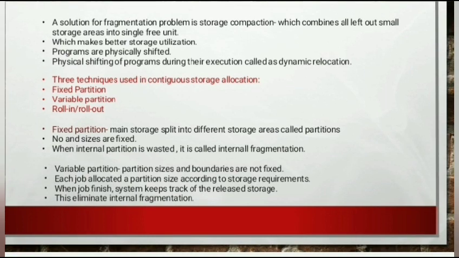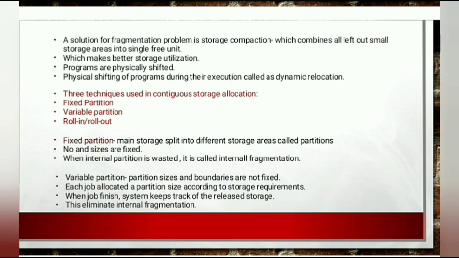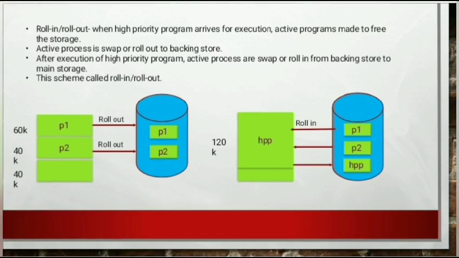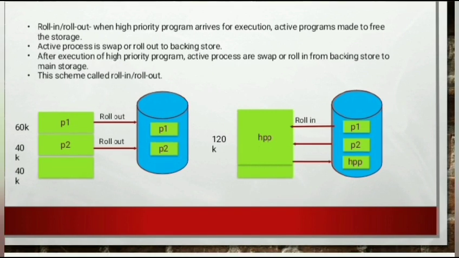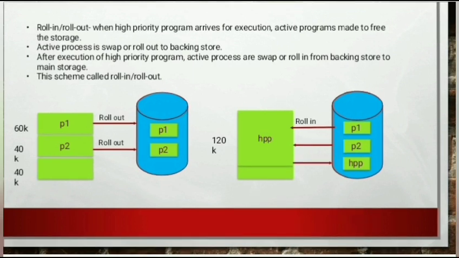In fixed partition, main storage is split into different areas called partitions where number and sizes are fixed, while in variable partition, sizes and boundaries are not fixed. In roll in and roll out, when a high priority program arrives for execution, active programs are made to free the storage. These active processes are swapped or rolled out to the backing store. After execution of the high priority program, the active processes are swapped or rolled in.